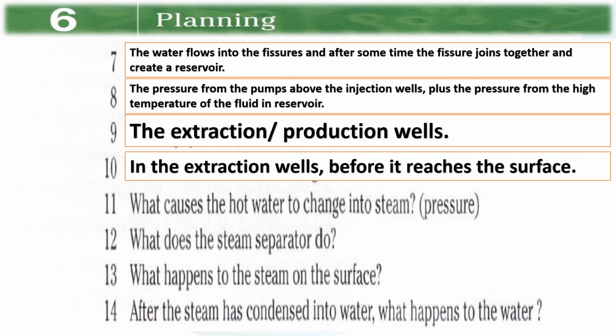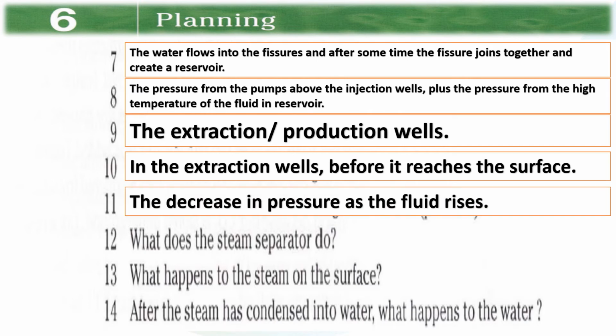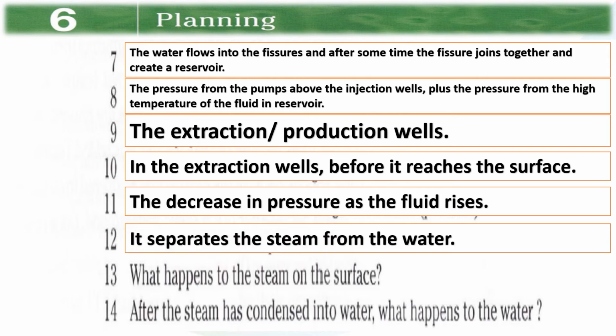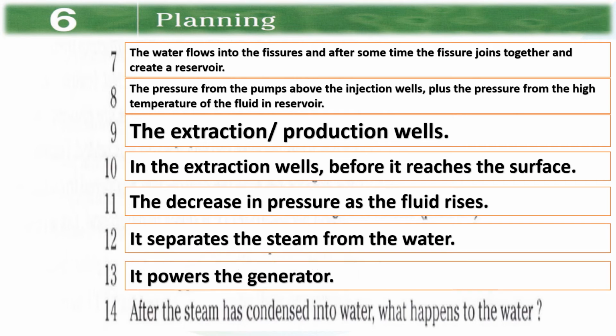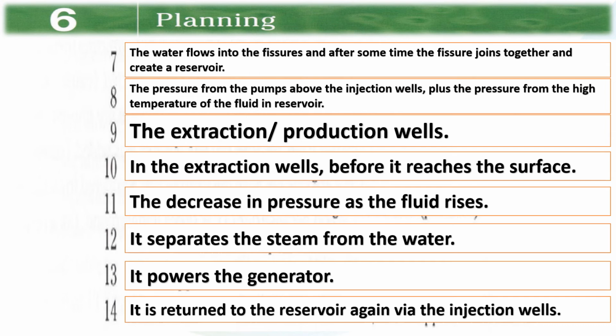Number 11, what causes the hot water to change into steam? The answer, the decrease in pressure as the fluid rises. Number 12, what does the steam separator do? The answer, it separates the steam from the water. Before the last, number 13, what happens to the steam on the surface? The answer, it powers the generator. And finally, number 14, after the steam has condensed into water, what happens to the water? It is returned to the reservoir again via the injection wells.